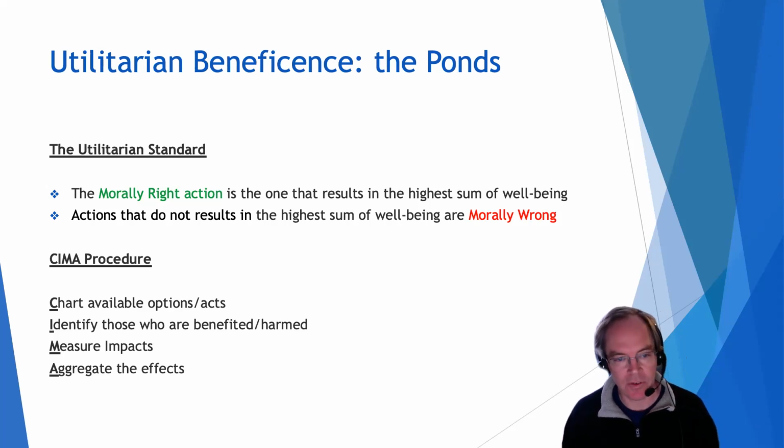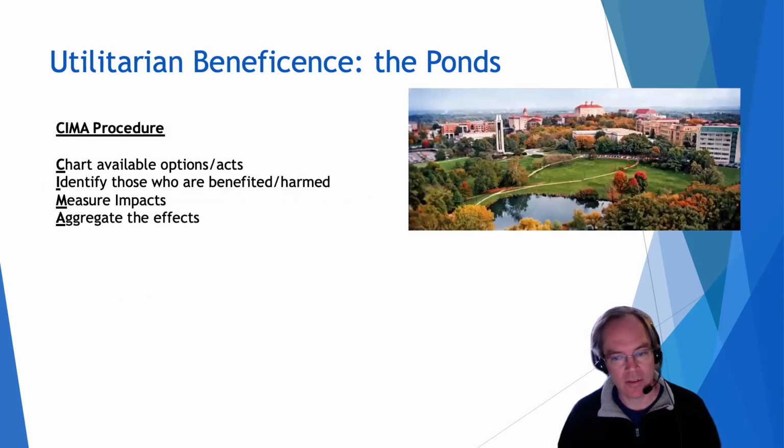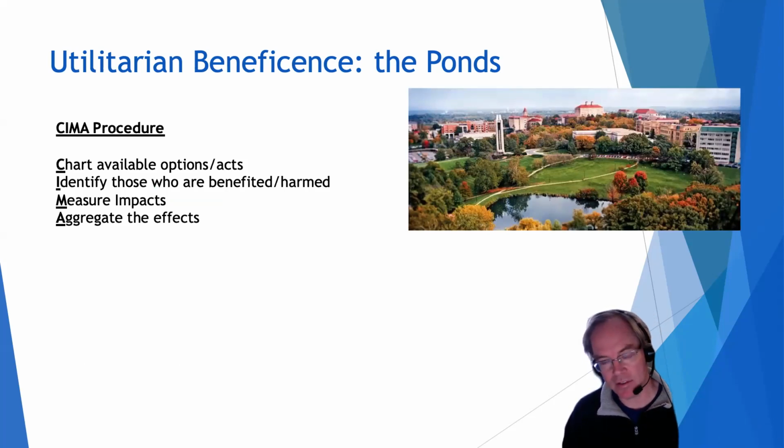You want to chart out the available acts or options you're choosing from or could choose from. Identify the people who will be benefited or harmed by each of those choices. Measure the impacts on well-being, and then aggregate the effects. So we're going to apply this, and you'll see how it works in a specific case. And we'll talk about the pond cases that were introduced last class.